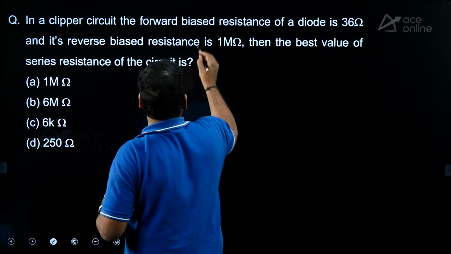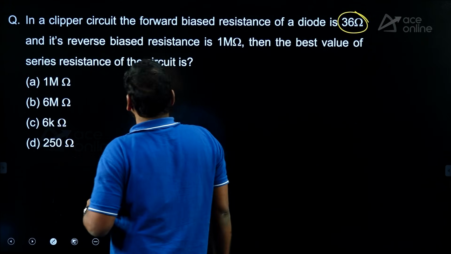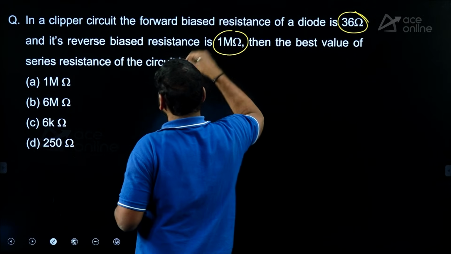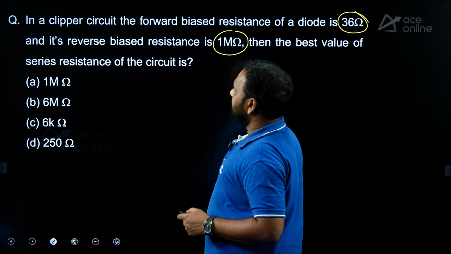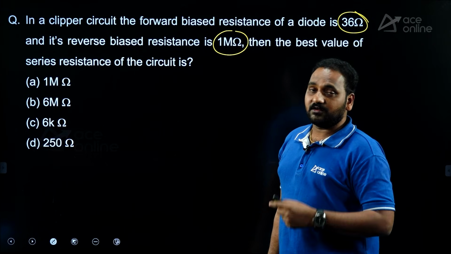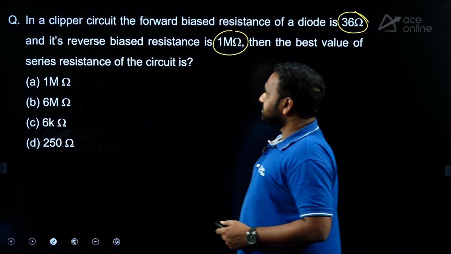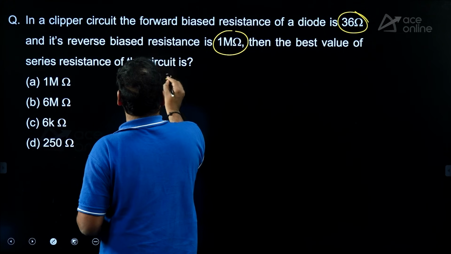In a clipper circuit, the forward bias resistance of a diode, it is a practical circuit, okay, is 36 ohms. And in reverse bias, what is the diode resistance? It has to be infinite under ideal conditions, but in the practical case, it will be in the order of mega ohms, 1 mega ohm. Then the best value of a series resistor of the circuit, we have a standard formula for this.